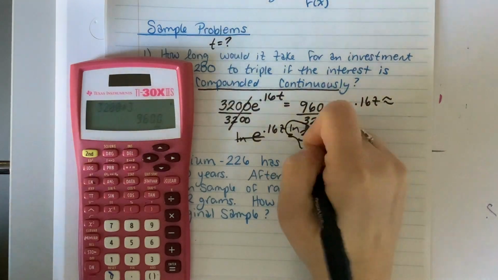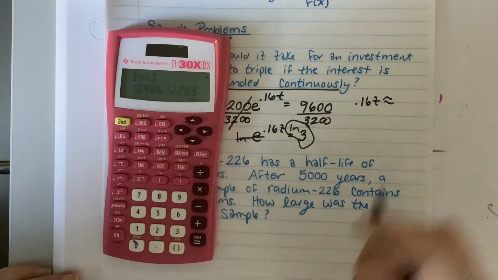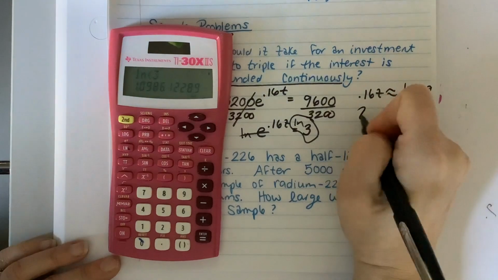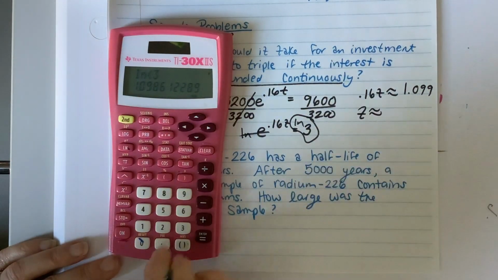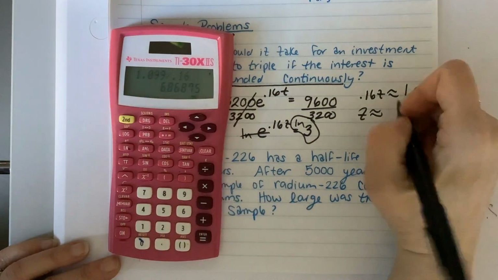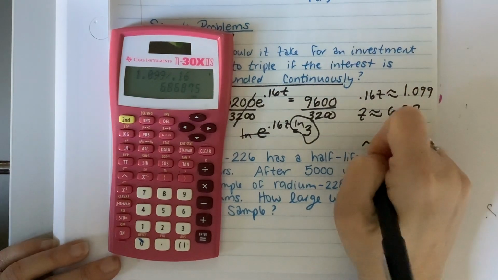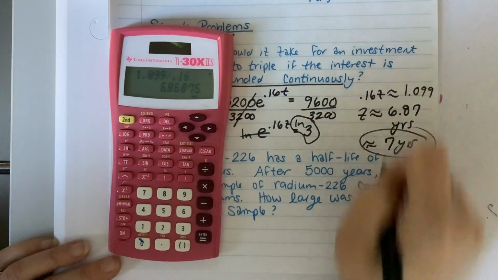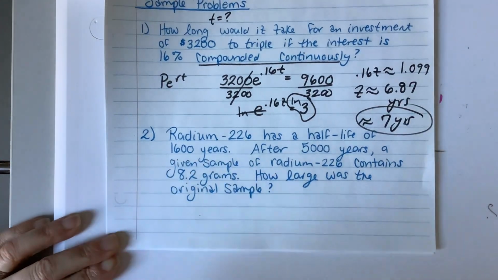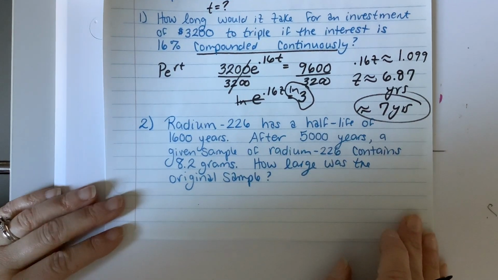0.16t is approximately, now you just plug that in, natural log of 3, 1.099. Divide both sides by 0.16. 1.099 divided by 0.16, T is approximately 6.87 years. So you could even say it would take you about 7 years to triple your money. The key there was to know that it was compounded continuously, so it was the PERT formula.